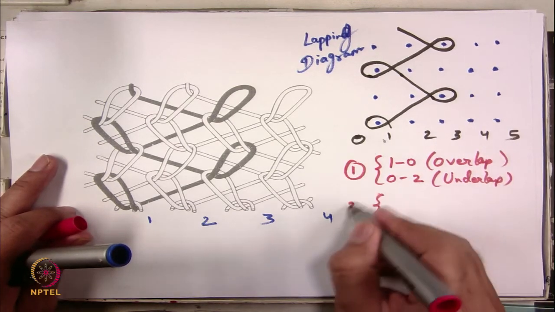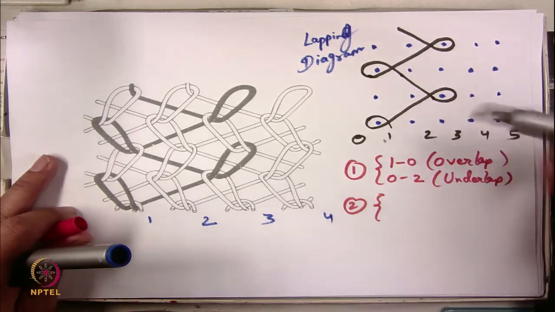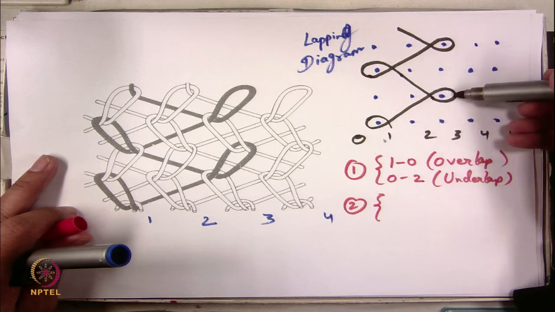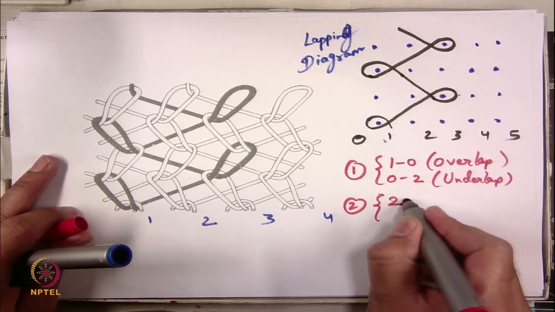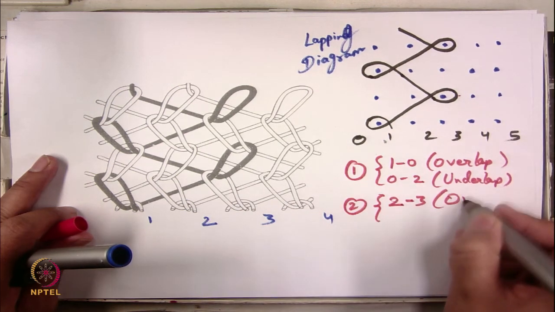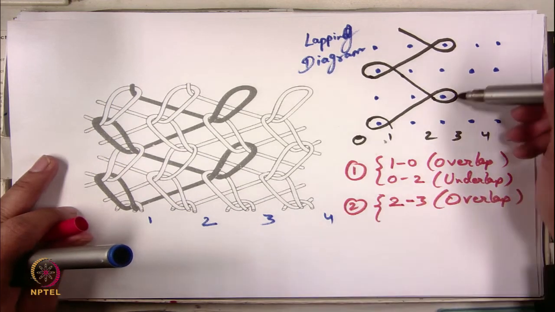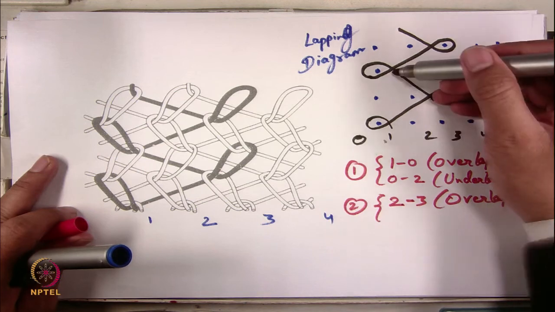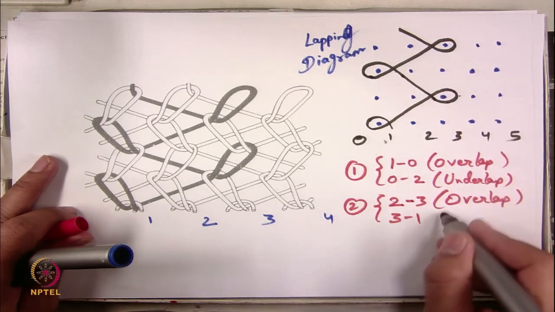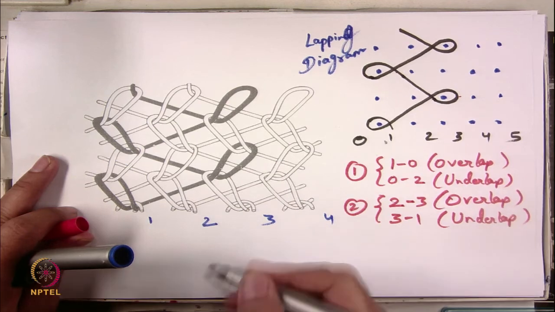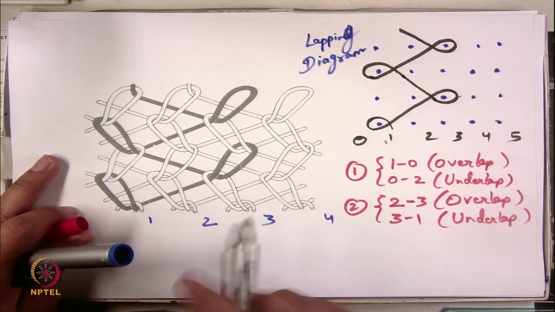So, in course number 2, the guide is moving from the second position to the third position. So, second to third, this is on the front side, so this will be overlap. Okay. And from the third position, you are moving to the first position, so third to one, this is underlap. Okay. This is finishing course number 2.